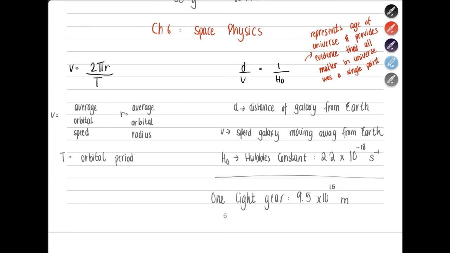On the other side, you have d by v equals 1 over h naught. What is d? D is the distance of the galaxy from Earth, from any galaxy that you're measuring from Earth. V is the speed at which the galaxy is moving away from Earth. And h naught is the Hubble's constant. The value for Hubble's constant is 2.2 times 10 power negative 18 per second. This equation represents the age of the universe, and it provides us evidence that all of the matter in the universe was initially a single point, and it's moving away from us. Then remember this unit: 1 light year is 9.5 multiplied by 10 power 15 meters.